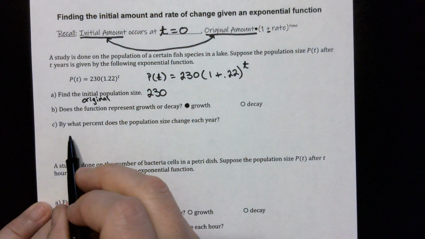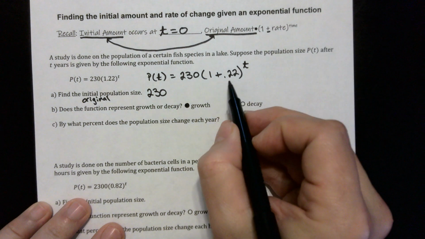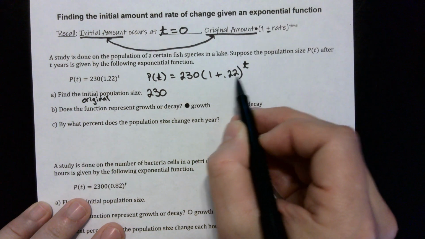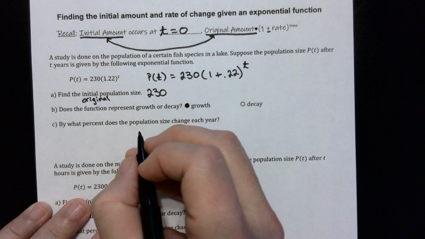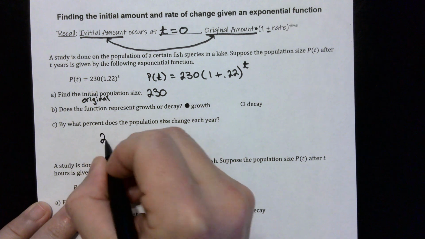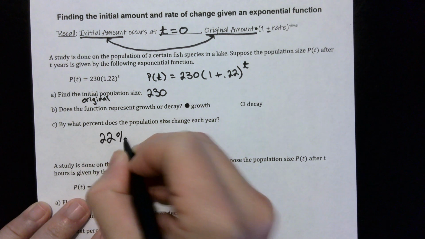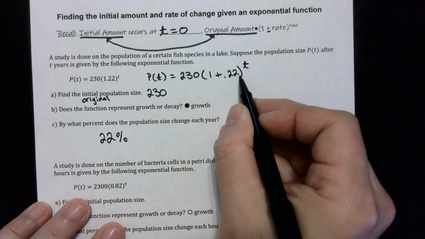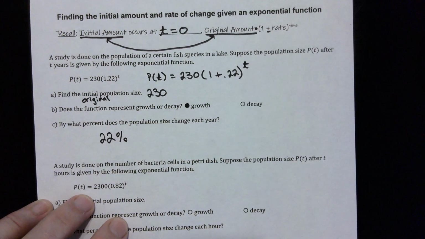And the last question says, by what percent does it change? That's this number right here. 0.22 is the decimal way of representing 22%. So you move that decimal twice, boom, boom, and it becomes 22. And that's the answer for the third one. Okay, let's look at the next one.